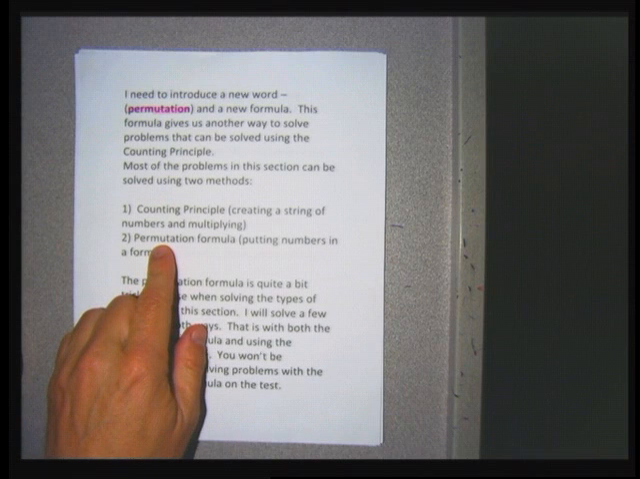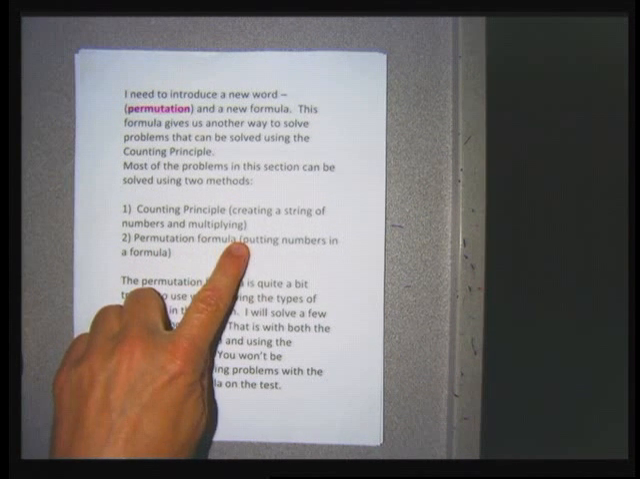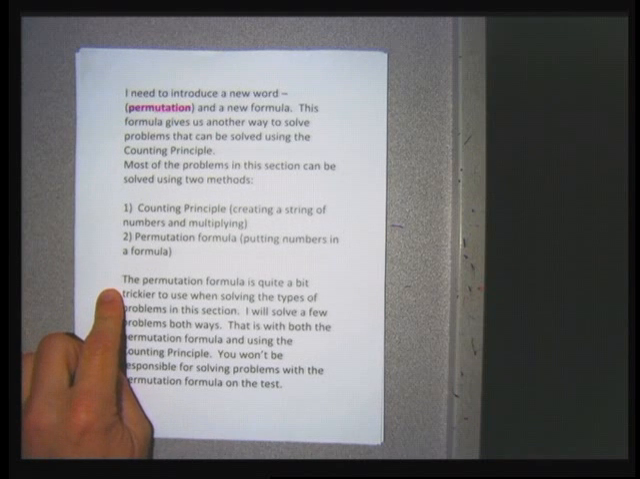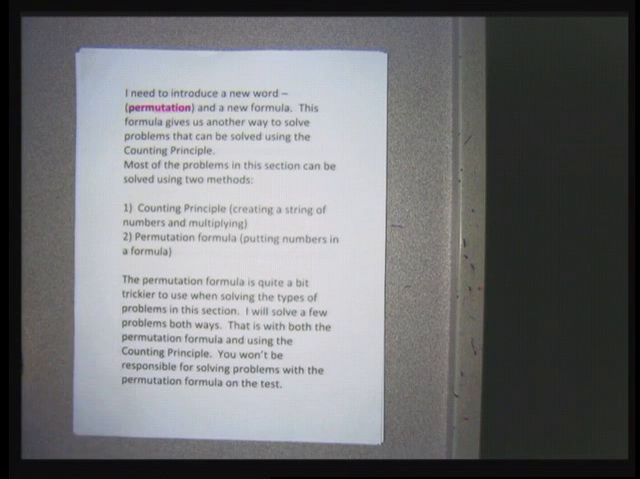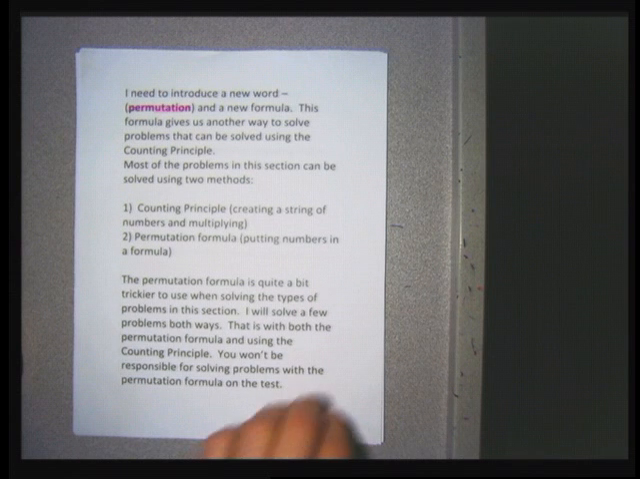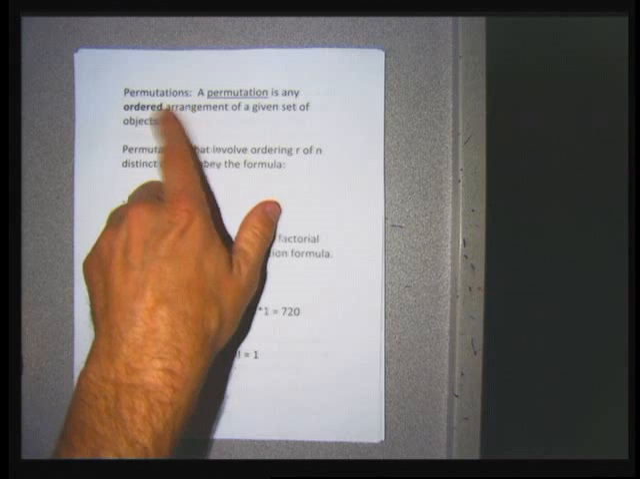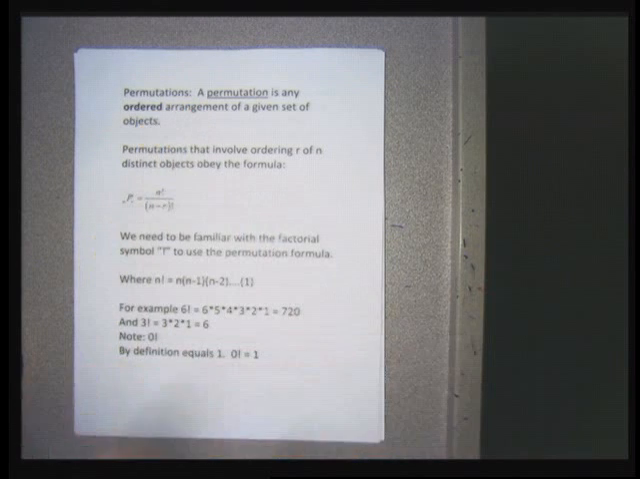There's another way to solve some of the problems in this section, and that's using a permutation formula, and it involves using our calculator. Like I try to emphasize, the permutation formula is trickier to use because you have to know when it is and isn't appropriate. The permutation formula is only usable in very specialized counting principle problems. And by definition, a permutation is just an ordered arrangement of given objects. That's too generic.